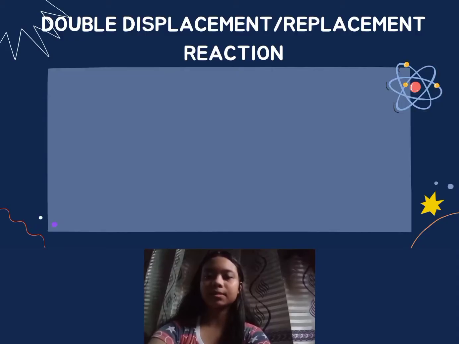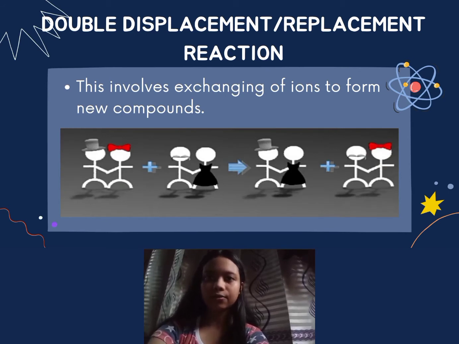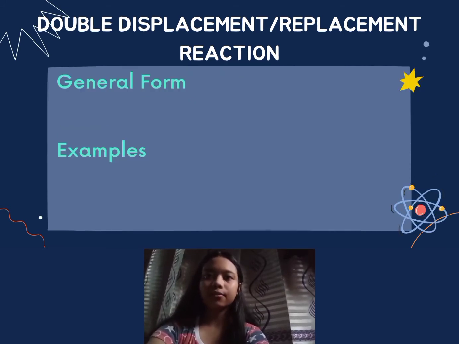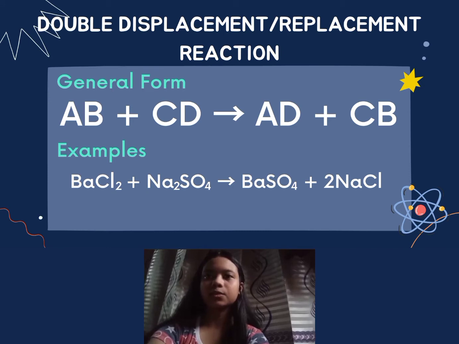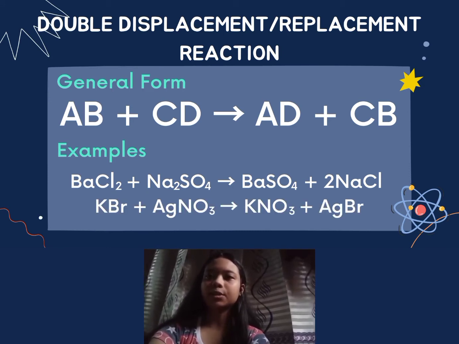The fourth type of chemical reaction is double displacement or replacement reaction. This involves exchanging of ions to form new compounds. The general form for this chemical reaction is AB and CD react to form AD and CB. AB and CD are the reactants while AD and CB are the products. Examples of this are barium chloride and sodium sulfate react to form barium sulfate and sodium chloride. Potassium bromide and silver nitrate react to form potassium nitrate and silver bromide.